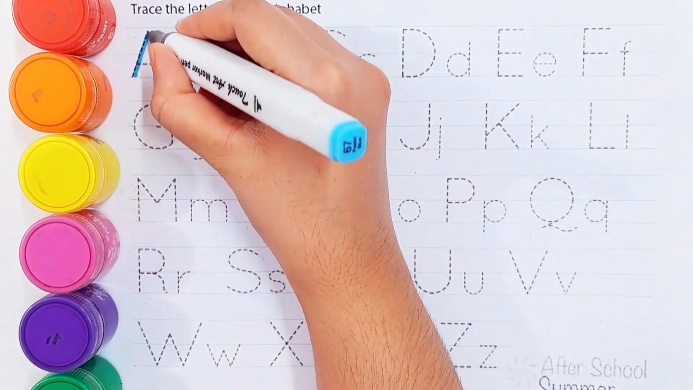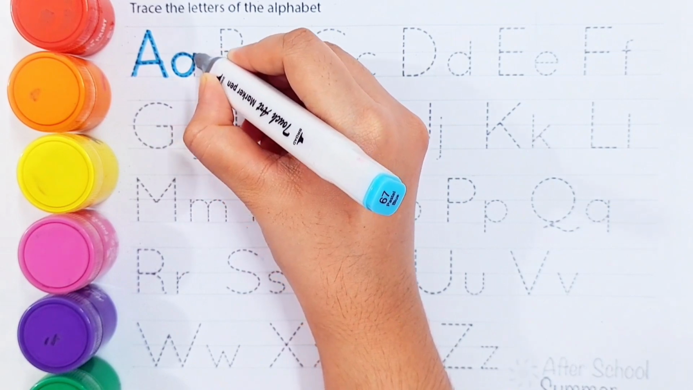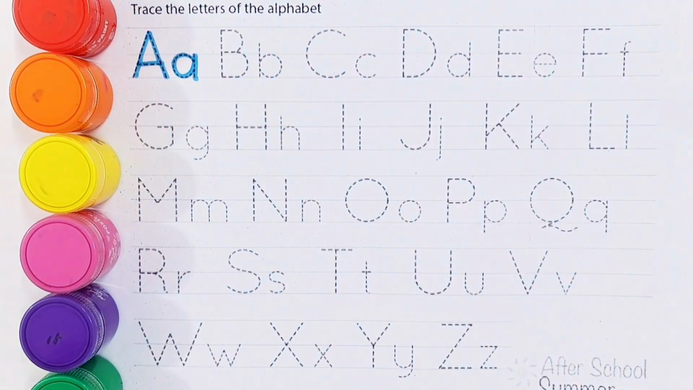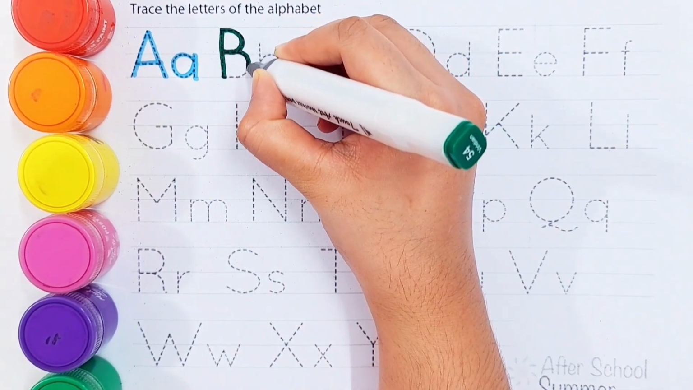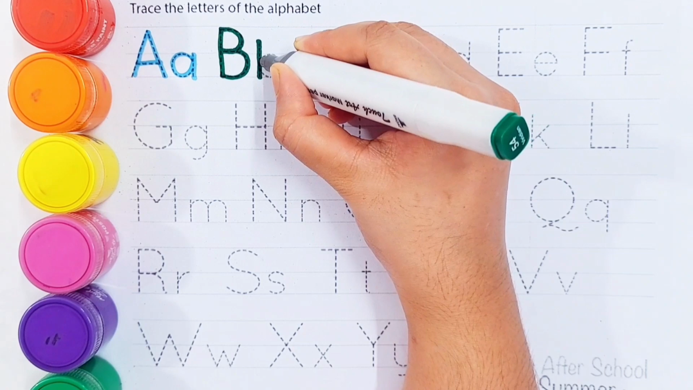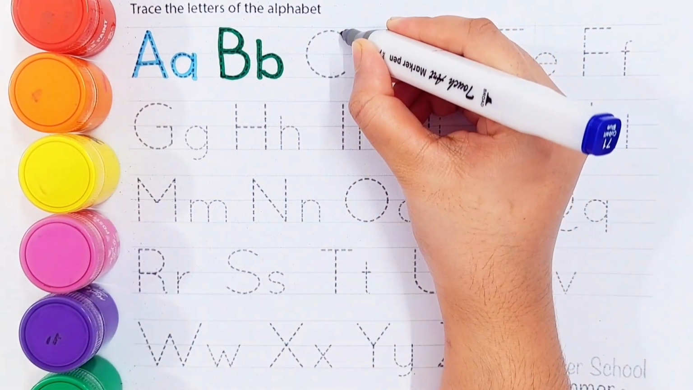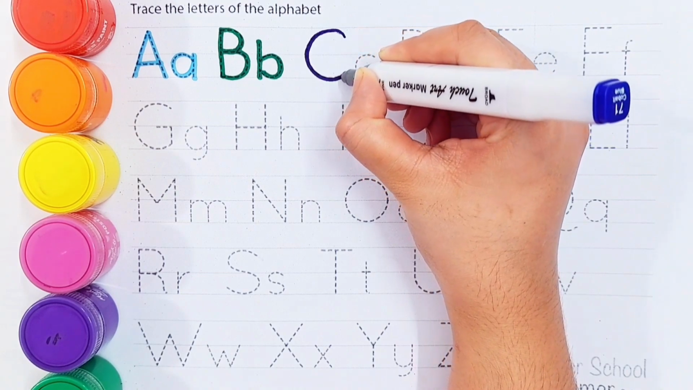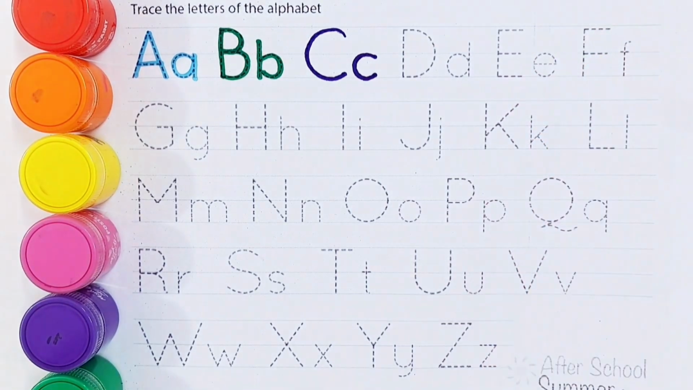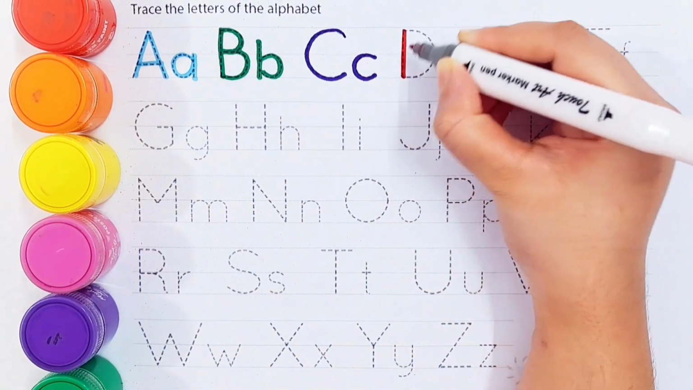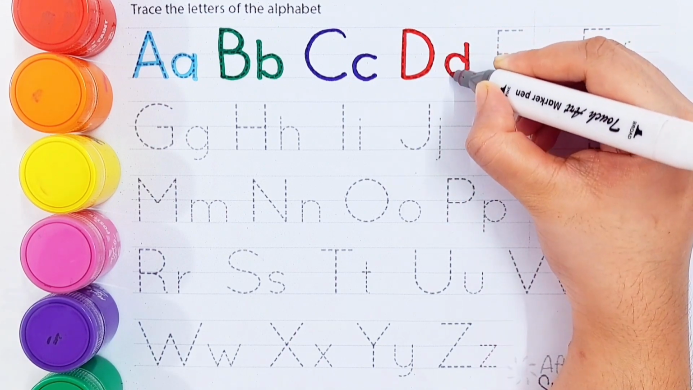A for apple. A for ant. B for bus. B for butterfly. C for candy. C for cherry. D for dress. D for duck.